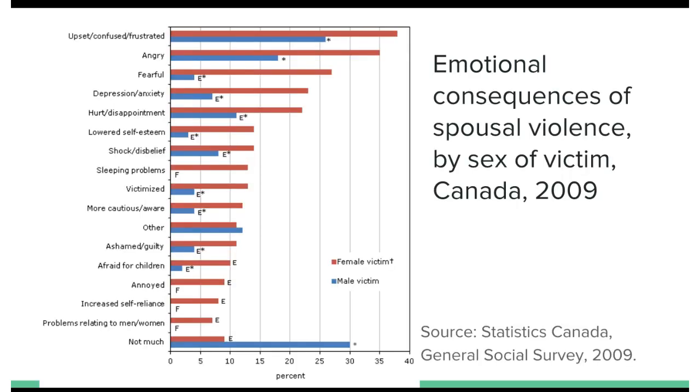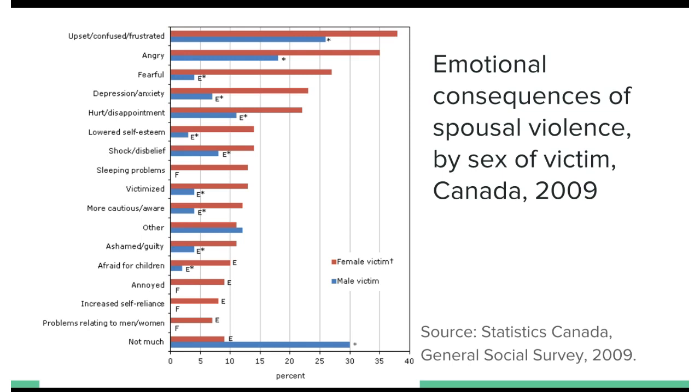As another example, I've got some data about domestic violence. So as you can see on the right, this is about the emotional consequences of spousal violence, and it's organized by gender. So the red bars are female victims and the blue bars are male victims. And this is all based on some research that occurred in Canada.